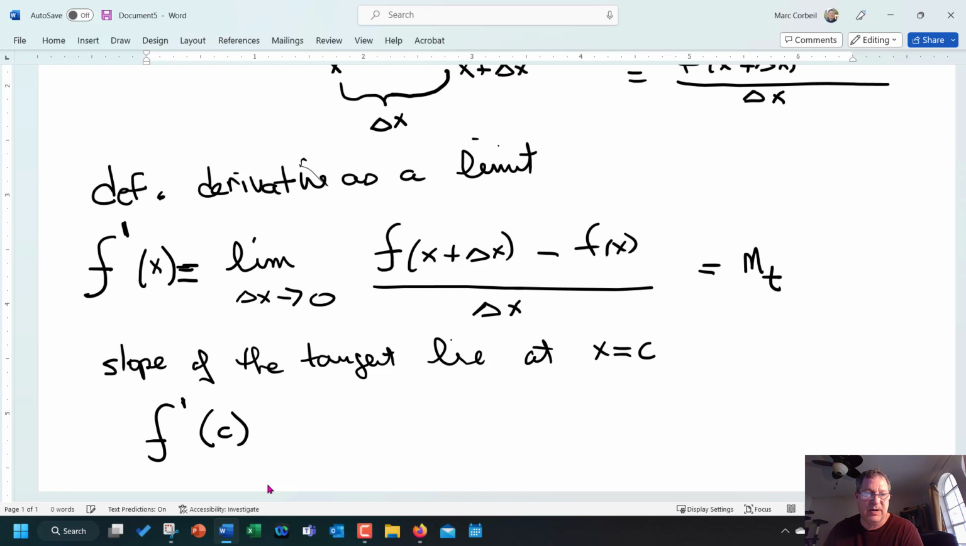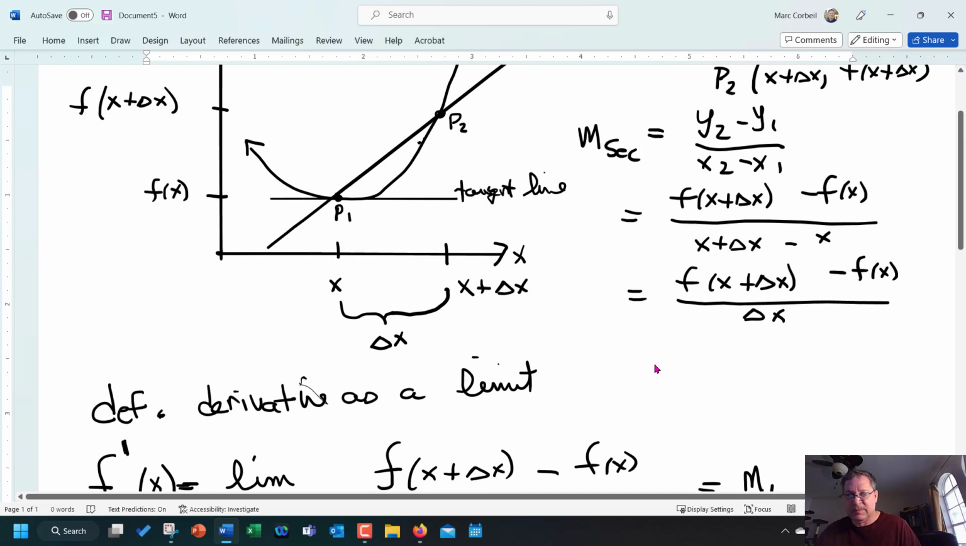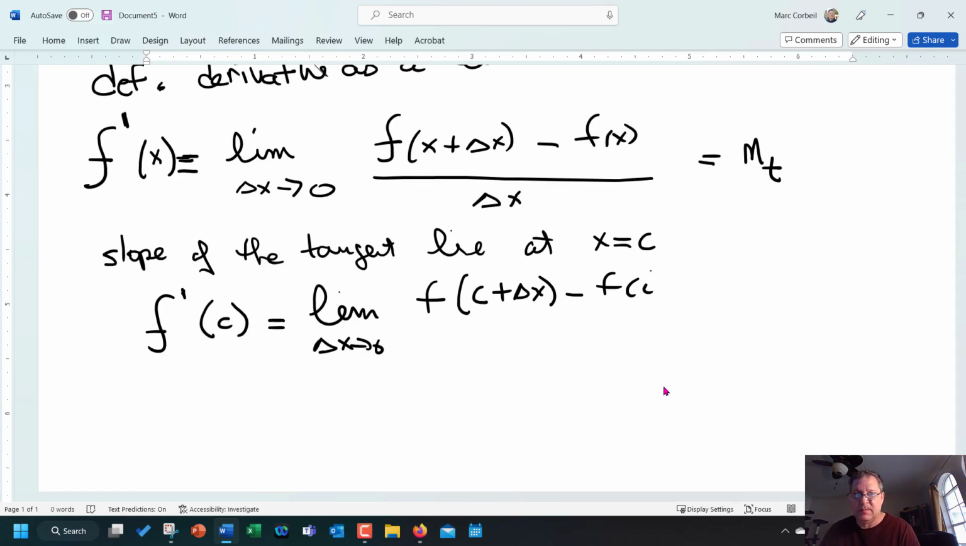So that's f prime of c. That value is going to be the limit as delta x goes to 0, and at c it'll still be f of c plus delta x minus f of c over delta x. So you'll see it written as that, and the difference here is just the c instead of the x.